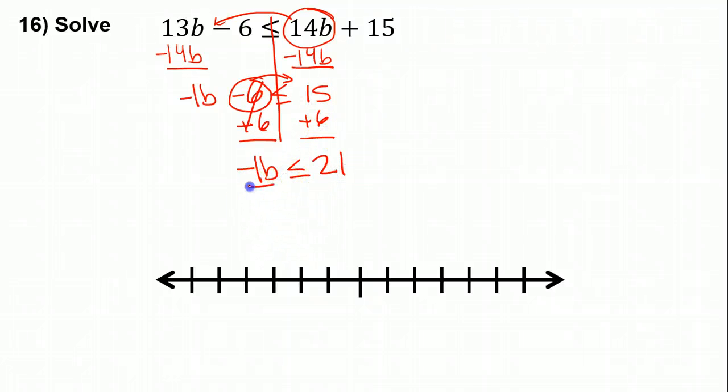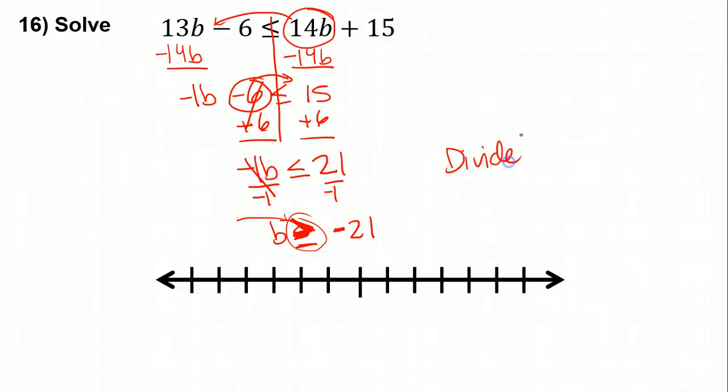All right, and we're going to divide by a negative 1. Now, if you do divide by a negative 1, you will actually have to switch the sign, this direction. So just keep that in mind. So when you divide by a negative with inequalities, you do have to switch directions.